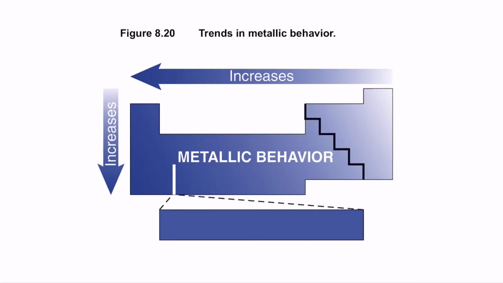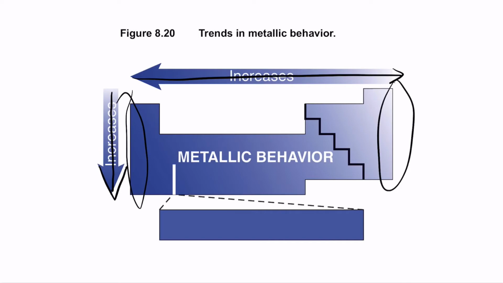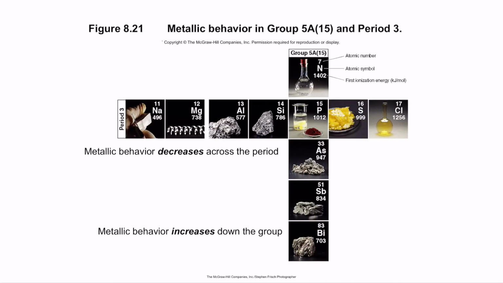Now, in terms of metallic behavior, when you go down the group, the metallic behavior increases, but as you go across the period, you notice that the metallic behavior actually decreases, where you start with very reactive metals and move towards unreactive nonmetals, or most commonly noble gases.